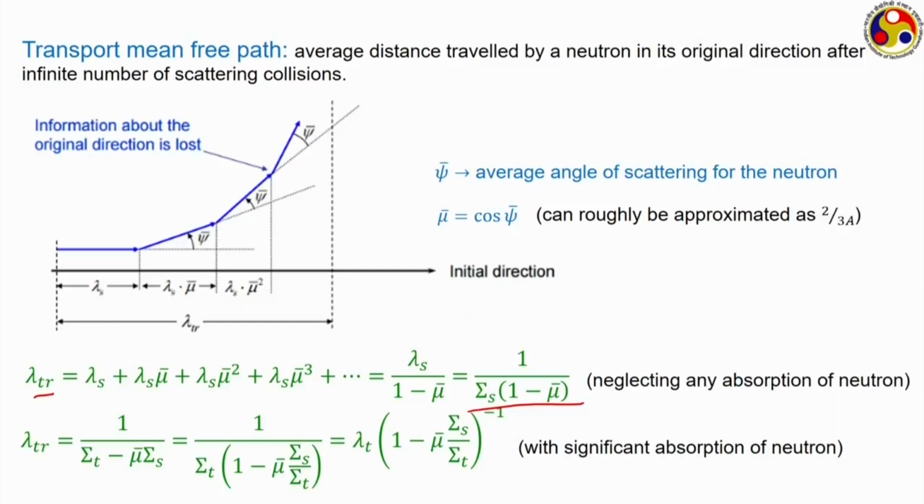So, when significant absorption is present, this is another relation that can be derived, where lambda transport becomes equal to the reciprocal of the total macroscopic cross section minus mu bar into the scattering cross section, and we can do this calculation, we can find a relationship between the two as well.